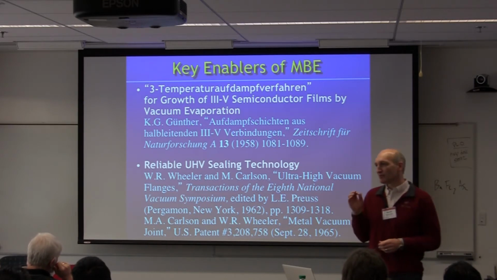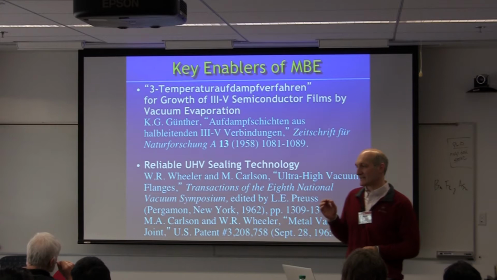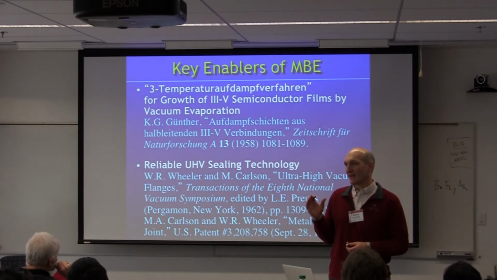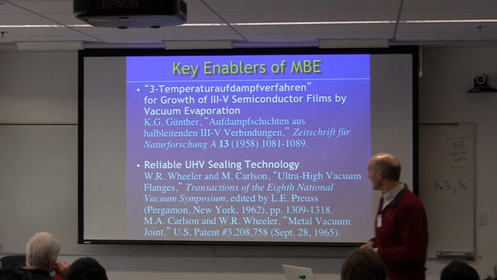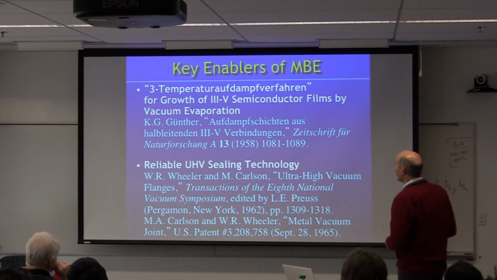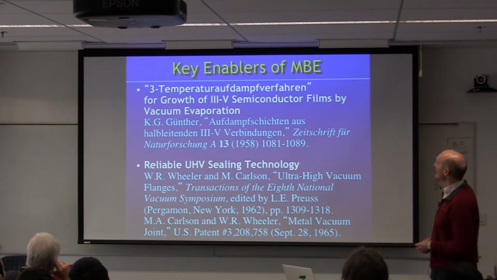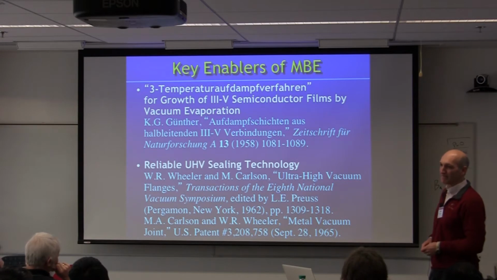And Günther brilliantly recognized that thermodynamics is a great way of making single-phase gallium arsenide using this trick that he calls the, what's he call it? He calls it the Drei-Temperatur-Aufdampfverfahren. So it's a 3-temperature evaporation method.